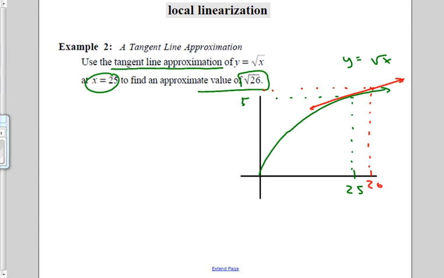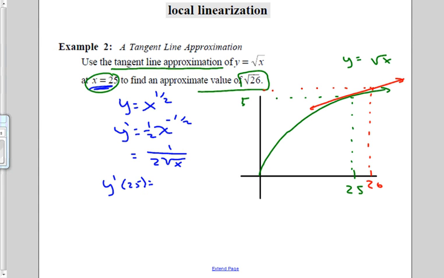So to do that, first thing I need to do is find y prime. Well, let's say y is x to the 1/2. It's helpful to write square roots as exponents. So y prime is going to be 1/2 x to the negative 1/2, which we could further simplify as 1 over 2 square root x. And we want to find this when x equals 25. So my derivative at 25 equals 1 over 2 times root 25, which is 1 over 10.